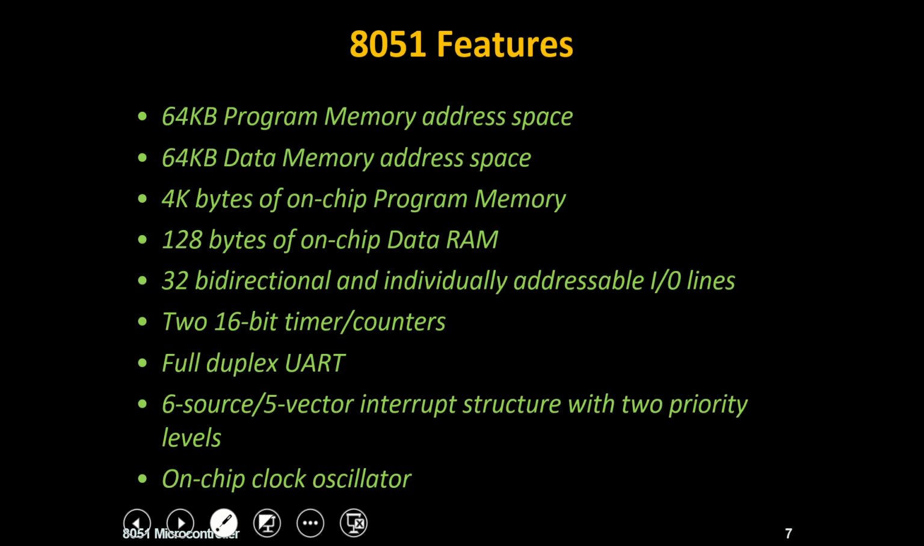Next, what are the features of the 8051: 64 kilobytes of program memory, 64 kilobytes of data memory address space, 4 kilobytes of on-chip program memory, 128 bytes of on-chip data RAM, 32 bidirectional and individually addressable input-output lines, two 16-bit timer counters, full duplex UART, 6 source 5 vector interrupt structure with 2 priority levels, and on-chip clock oscillator.